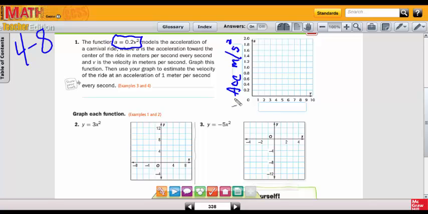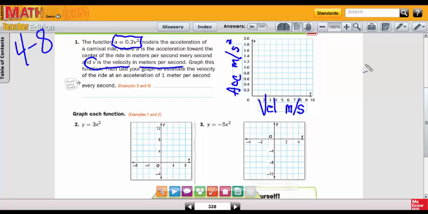Now our input is V for velocity, and that's in meters per second. So here we're going to have velocity, I'm just going to abbreviate again, and that's in meters per second. This is per second, this is per second.